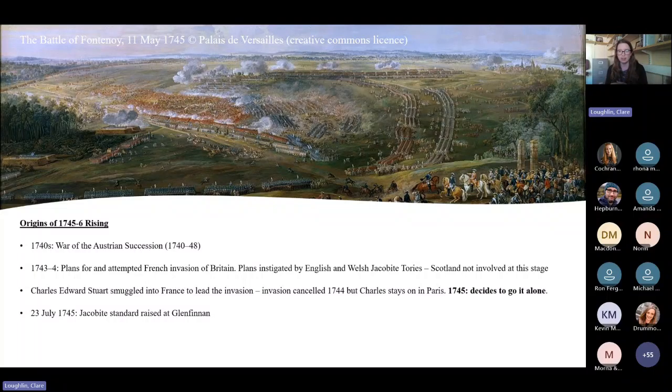We have another dynastic conflict known as the War of the Austrian Succession. This conflict drew in all of the great powers of Europe and it pitted Britain and France against each other. The domestic origins of 1745 don't emerge in Scotland, but in England. A group of English Jacobites invite the French government to invade England and restore the exiled Stuarts. Why would the French agree to this? Well, from France's perspective, it's actually quite good to be able to undermine your enemy.